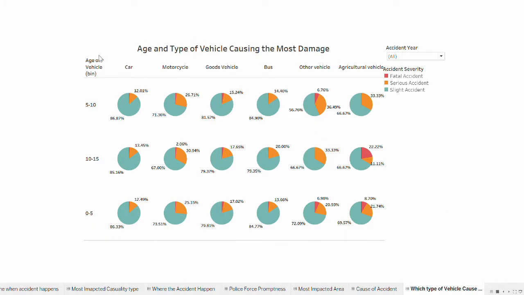This particular slide talks about the type of vehicle that caused the most number of accidents, and how old the vehicle was. So we are trying to bucketize this data into the age of the vehicle versus the type of the vehicle. We can say that a 5 to 10 year old car causes the most number of accidents, whereas agriculture vehicles from 0 to 5 years do not cause that many accidents here.